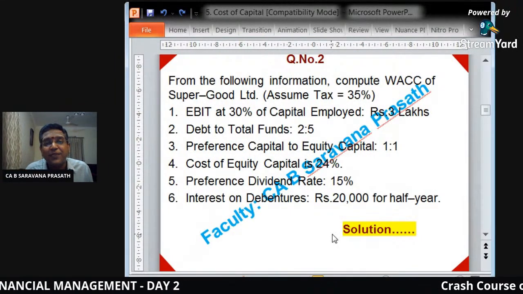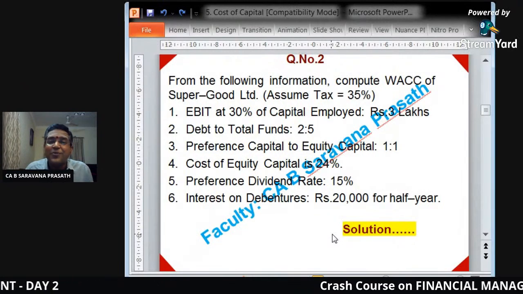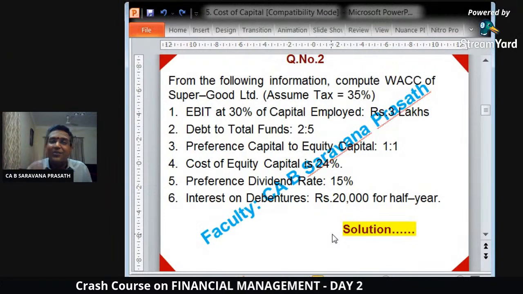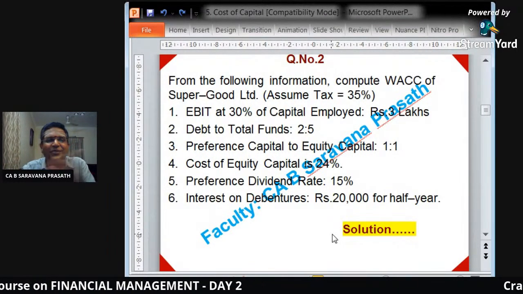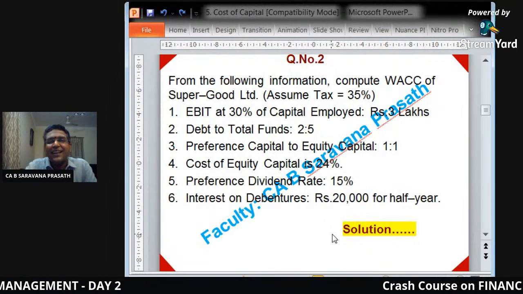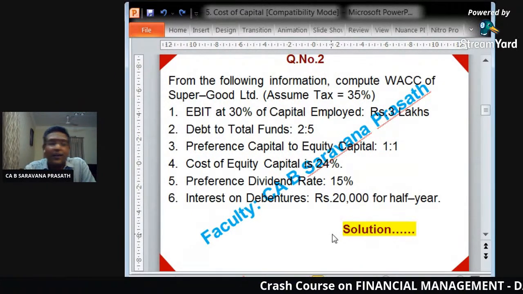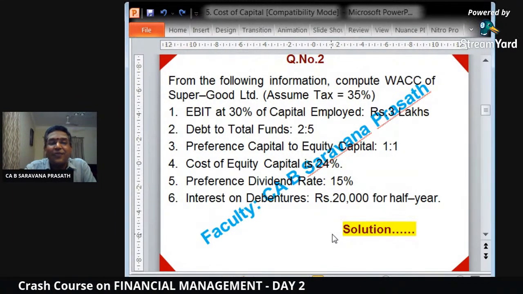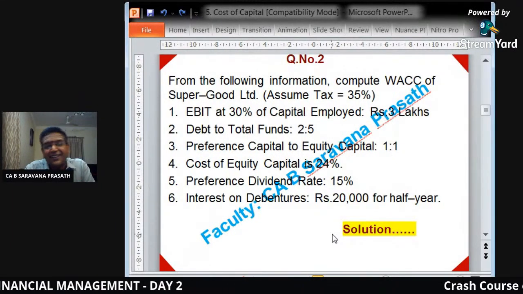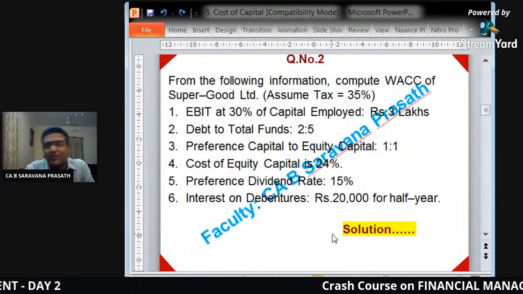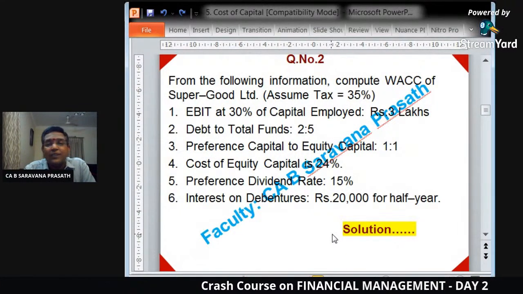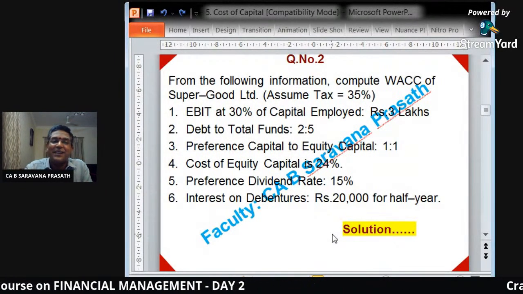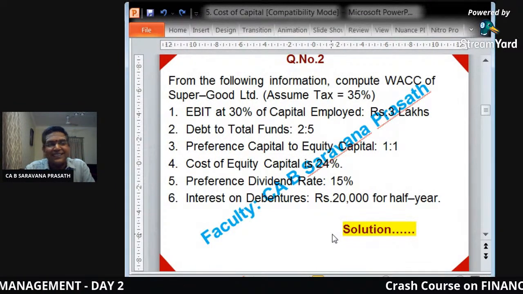Out of which debt is 2:5. So 2 by 5 of 10 lakh, debt is 4 lakh. That calculation can also be obtained by seeing the question itself. Then preference capital to equity capital. Now I understand. Debt is one portion, balance is shareholders' funds. So 6 lakh is the shareholders' funds. Out of that, preference to equity 1:1, so 3 lakh and 3 lakh each. See, look at the breakup: 4 lakh, 3 lakh, 3 lakh.